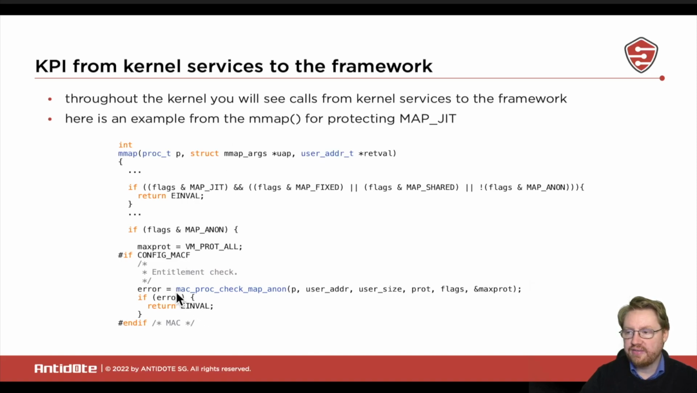What we can see here is a call out to something called mac_proc_check_map_anon. The name already gives everything away. We are checking an anonymous mapping, and that's exactly what we're doing here. We have an mmap of an anonymous mapping, and as you can see, it gets the process that is doing it, the address, the size, the protection level that we request, some flags, and apparently we can give back a maximum protection. So how does it look under the hood?